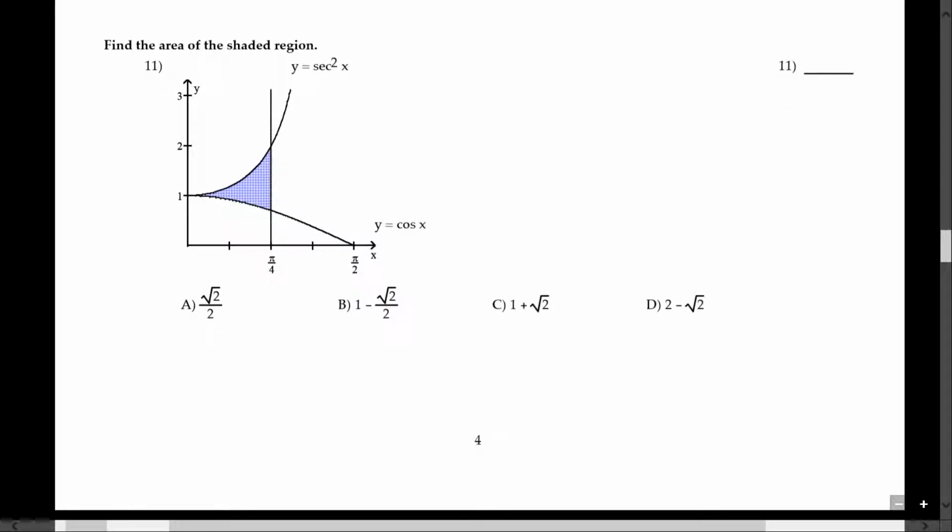And this problem, we're going to find the area of the shaded region. So the area is going to be the integral from 0 to pi over 4 of secant squared of x minus cosine of x dx.